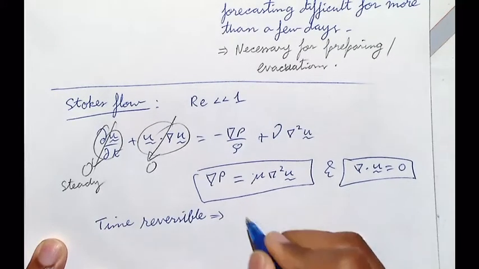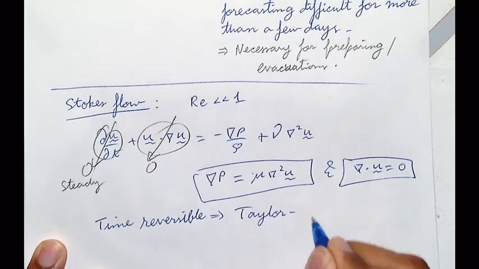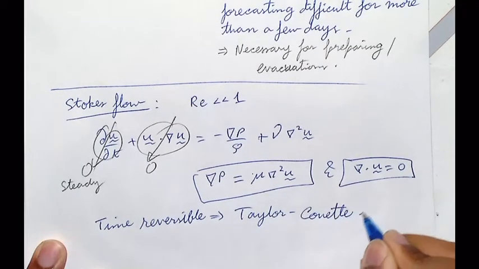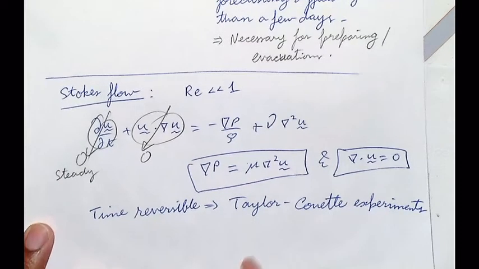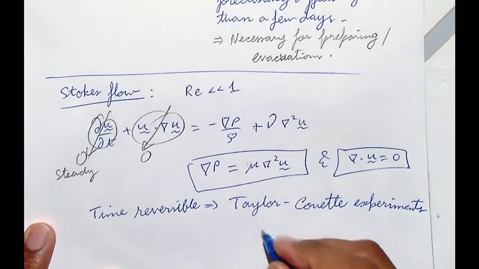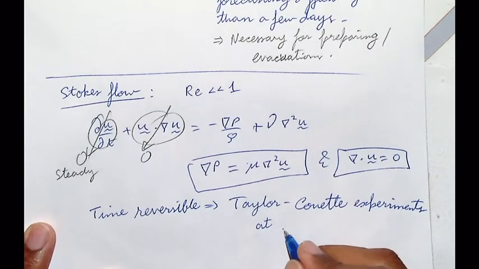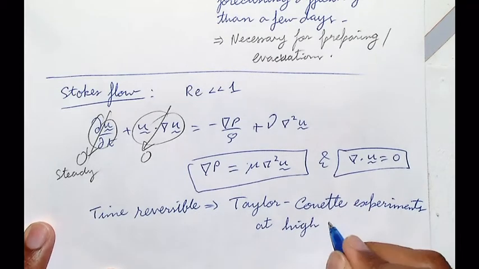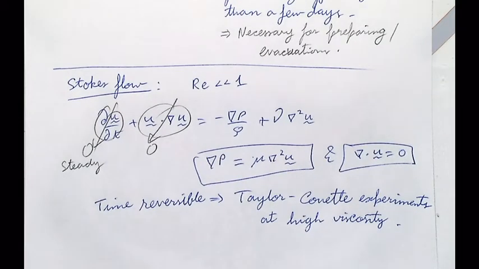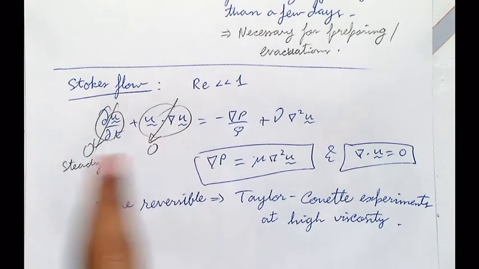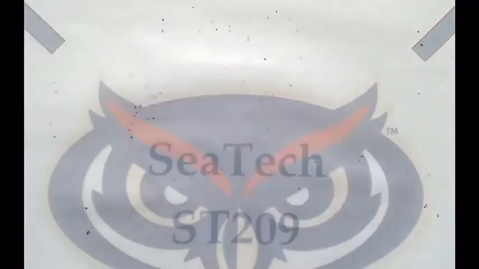And you can go look at Taylor-Couette experiments. I think it's Couette, right? Or no, Cote is a guy who does kinetics. Taylor-Couette experiments at high viscosity, okay, or low velocity. So we saw that Stokes flow is reversible. And that's the other extreme. Most of our problems occur at high velocities. Alright, so let's see.